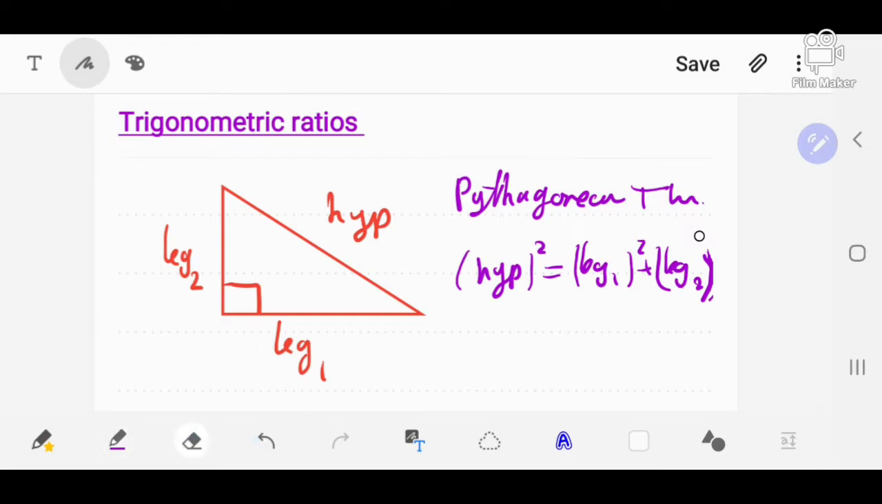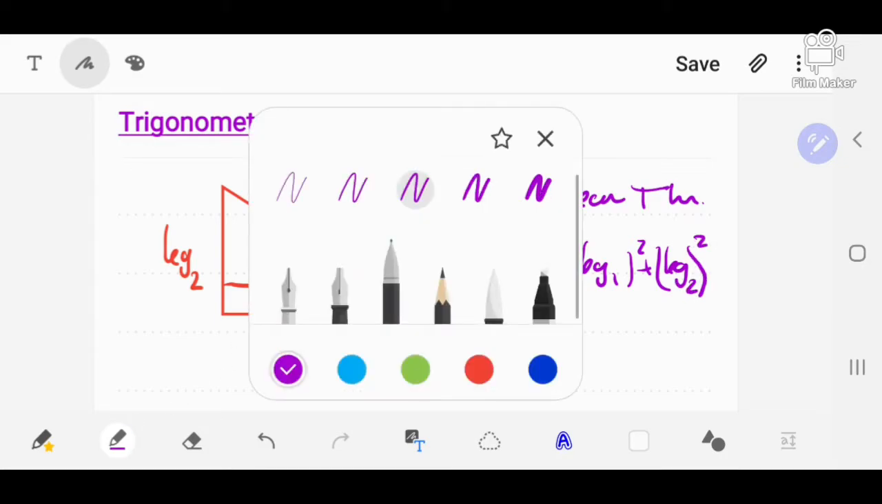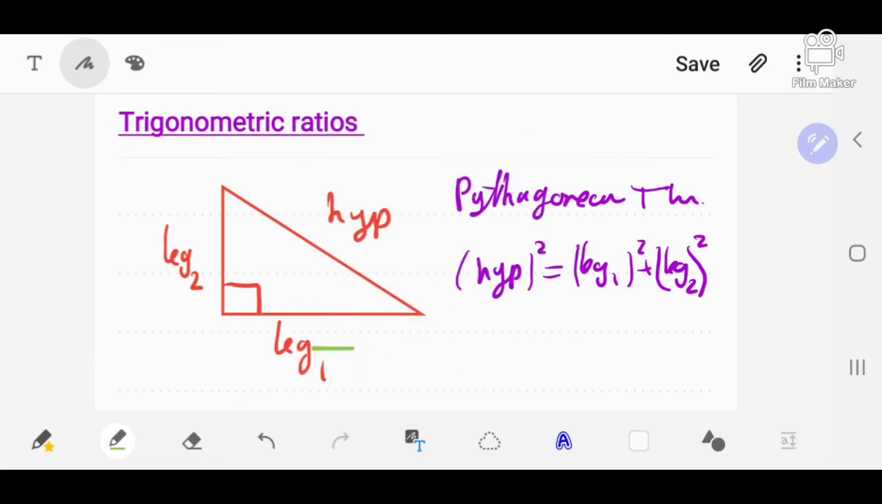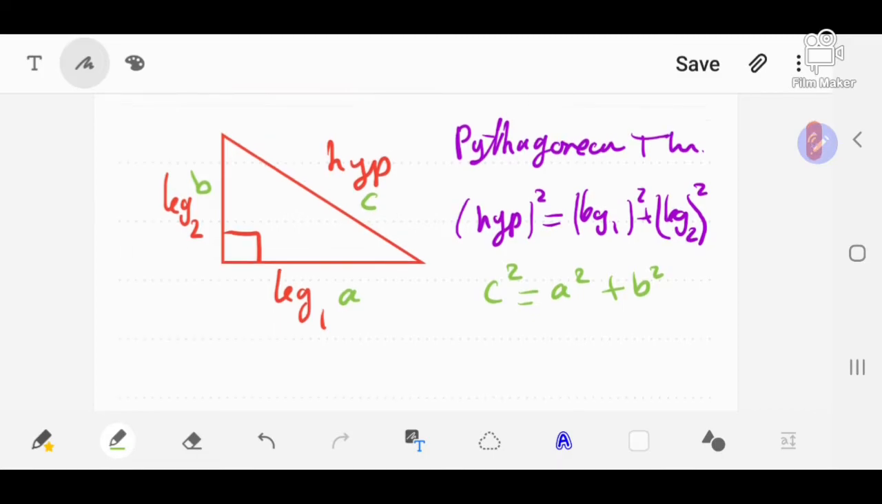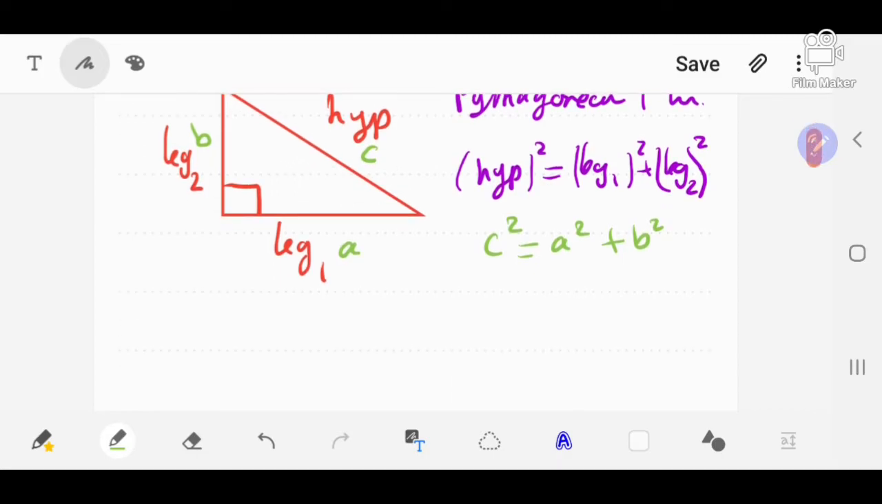Let's just write this in a better way. Leg 2 squared. And most of you maybe know it by using ABC. You can call this side A, this side B, and the hypotenuse commonly is called C. So you can say C squared is equal to A squared plus B squared. It does not make a difference as long as you know that you are applying the Pythagorean theorem and you know where the letters are that you are naming or using here. So let's keep this in mind when we talk about trigonometry.